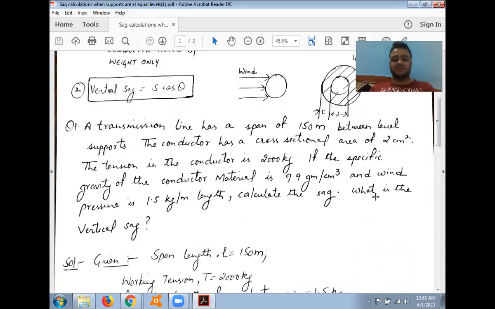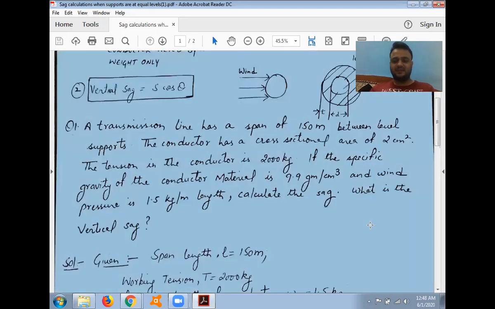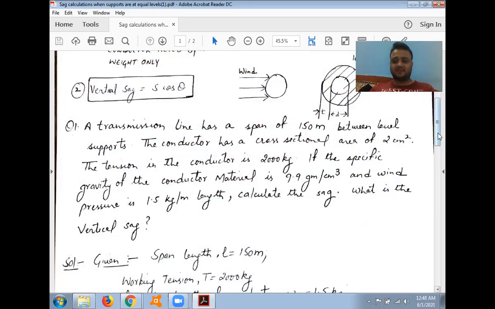The next part is what is the vertical sag. In the first part, you have to calculate the sag, and in the second part, you have to calculate the vertical sag. So the numerical is saying that you have to calculate two things. The first is the sag, that is slant sag, and the other is the vertical sag. So let us start with the numerical.